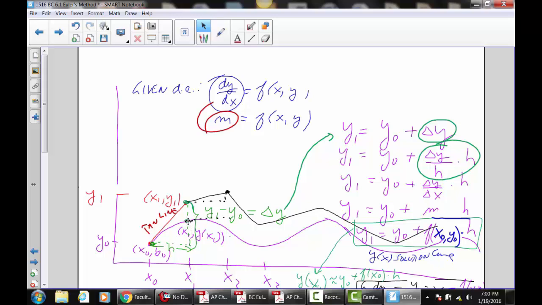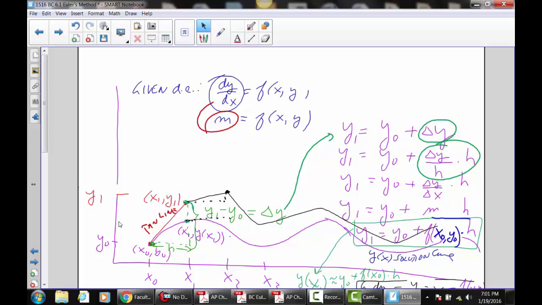Now the actual value on the solution curve is x1 comma y of x1, but I'm getting this point up here. Of course, the reason it's so far away is because my h is big. You can imagine if my h was tiny, the red curve and the purple curve here would be almost at the same height. So this is x0, y0, this is x1 comma y of x1, but I don't know what that value is.